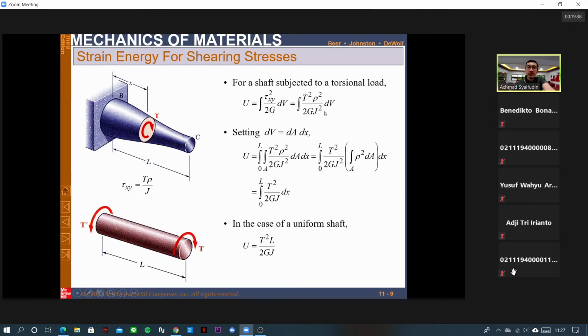So this is the basic formulation. Then after you do a total integration, you will get the final formulation. So please keep in mind the basic formulation for various types of loading.